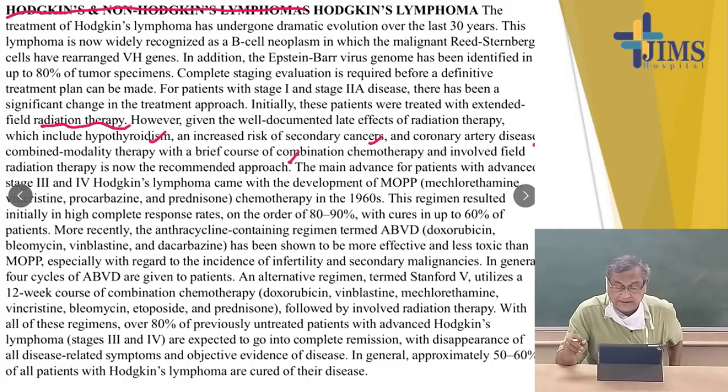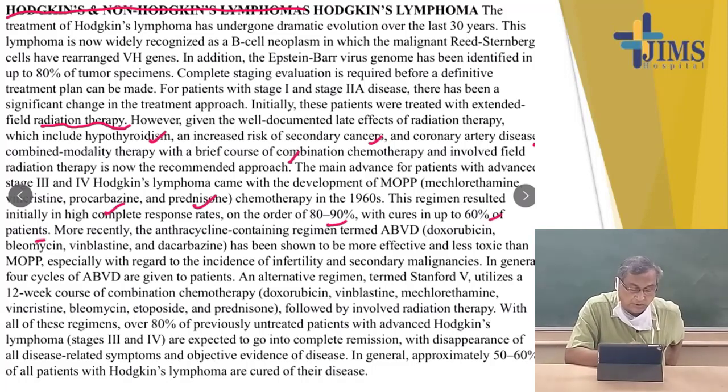The main advance for patients with advanced stage 3 and stage 4 Hodgkin's lymphoma came with the development of MOPP. MOPP means M for mechlorethamine, O for vincristine, P for procarbazine, and P for prednisone. The regimen initially resulted in a high complete response rate, on the order of 80 to 90%, with cures in up to 60% of patients. More recently, the anthracycline-containing regimen ABVD, doxorubicin, bleomycin, vinblastine, dacarbazine, has been shown to be more effective and less toxic than MOPP, especially with regard to the incidence of infertility and secondary malignancies.